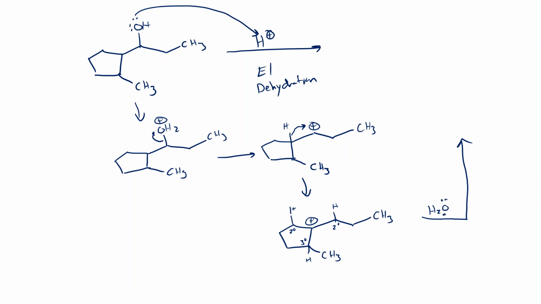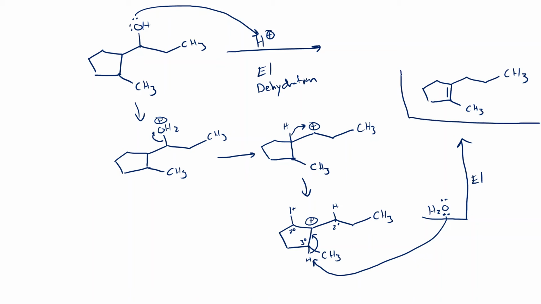water is going to take the hydrogen from the most substituted position, this one right here, and make the pi bond. This is our E1 elimination, and the only product that we get out of this is this one right here. Zaitsev's rule tells us that this will be our main product, right? And that comes from forming the carbocation, rearranging, and then following Zaitsev's rule to take the hydrogen from the most substituted position.